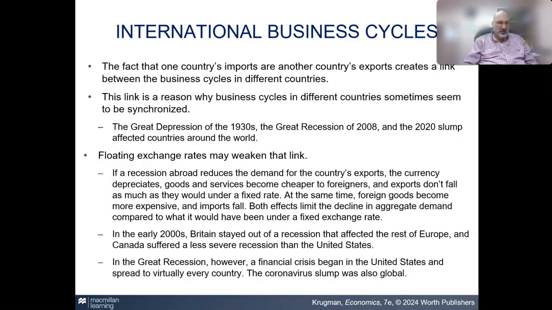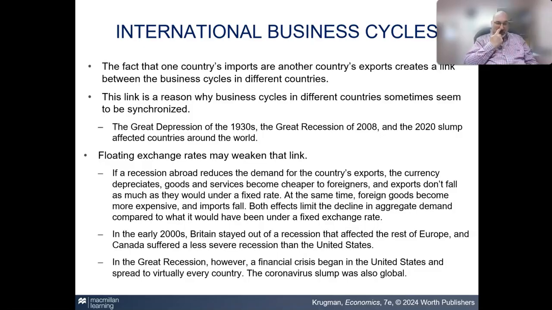So the Great Depression of the 30s, the Great Recession of '08, and the 2020 slump affected countries all over the world. Though floating exchange rates may weaken that link, if a recession abroad reduces the demand for the country's exports, the currency depreciates, goods and services become cheaper to foreigners, and exports don't fall as much as they would under a fixed rate. At the same time, foreign goods become more expensive and imports fall. Both effects limit the decline in aggregate demand compared to what it would have been under a fixed rate.